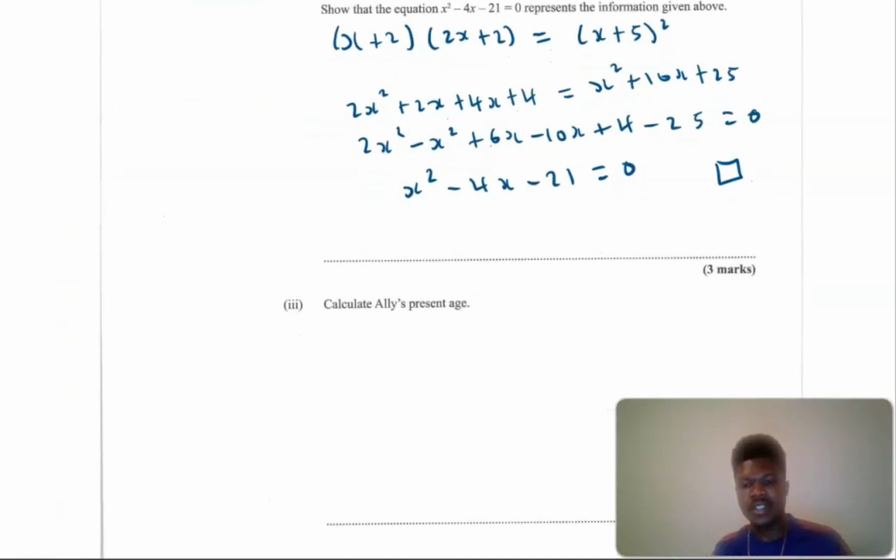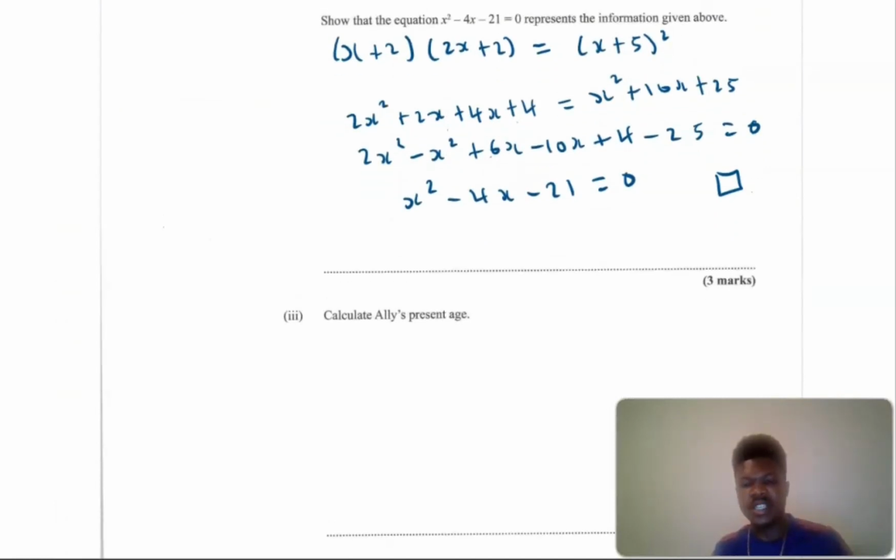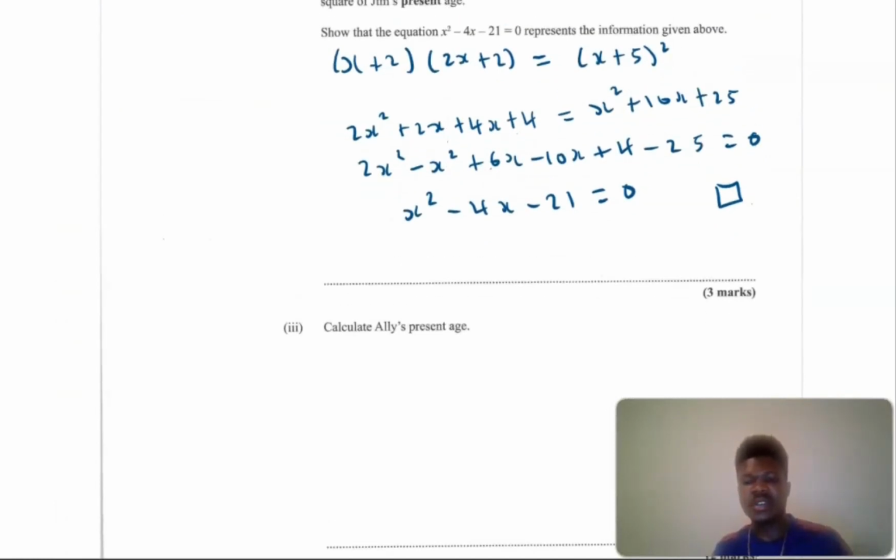Oh, no, it says it's not finished. Calculate Alice's present age. In order to do so, we would need to find the value of x. So we'll have to solve this one, and let's see if we can use our AC method. So a, in this case, would have been 1. The reason is, remember, it's ax squared plus bx plus c. The coefficient of the x squared term is 1, because 1 times something is itself. So 1 times negative 21 is negative 21. So AC is negative 21.